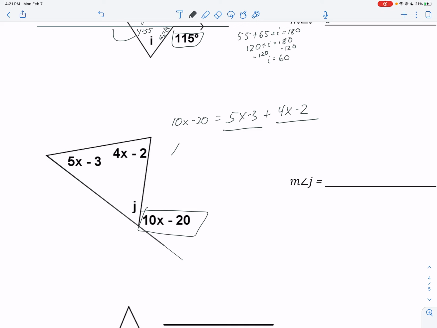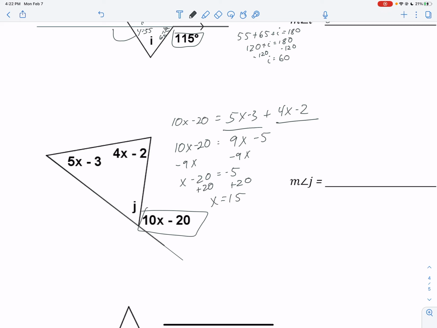So 10x, let's combine some like terms before we start really fiddling around with this. 5x plus 4x is 9x. Negative 3 plus negative 2 is negative 5. And then I'm going to subtract 9x from both sides to get x minus 20 equals negative 5. And I'm going to add 20 to both sides to get x equals 15.